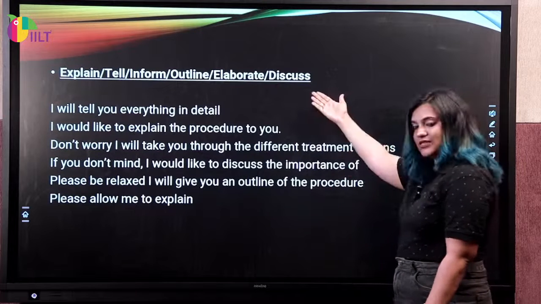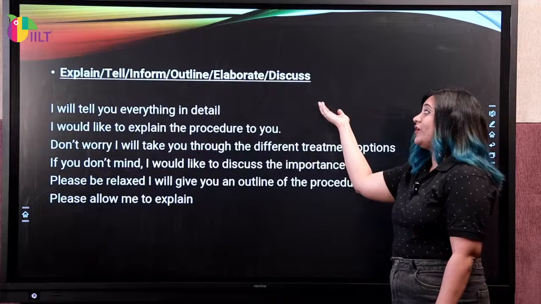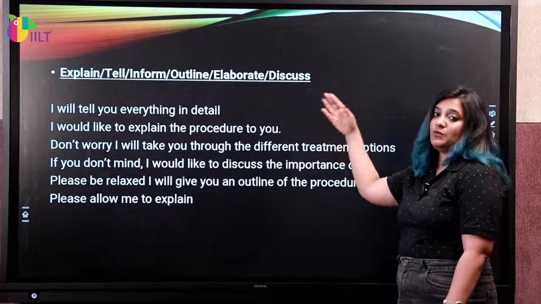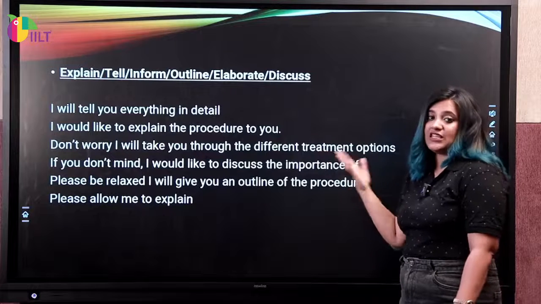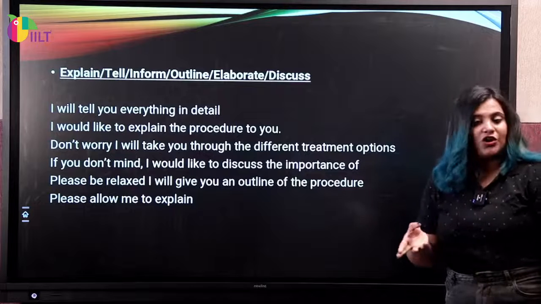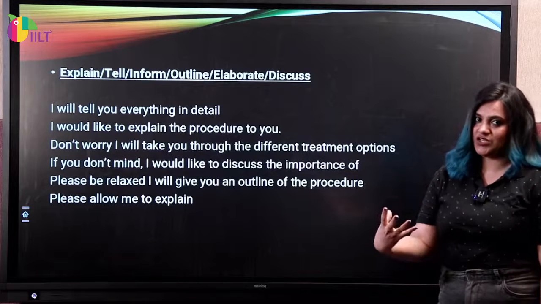If your task says discuss the importance, you can say, I would like to explain the importance. Or if it is outline the procedure, you can say, I would like to inform you of the procedure, or the steps involved in the procedure. So you can rearrange it as well. You can use the synonyms, you can use different words with the same meaning, and you can complete the task or start the task properly.